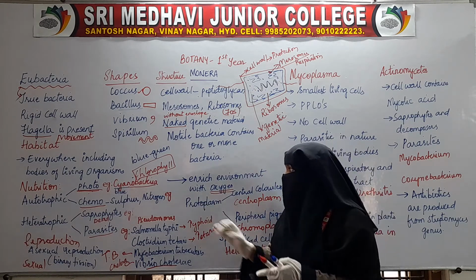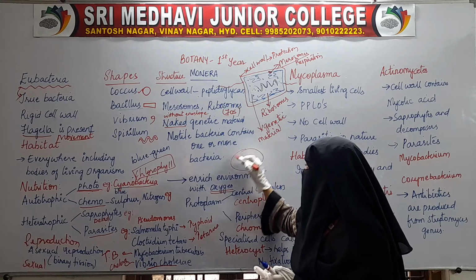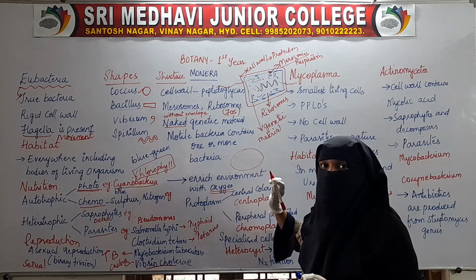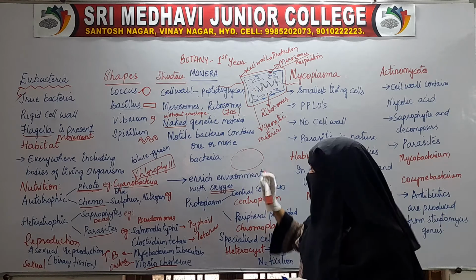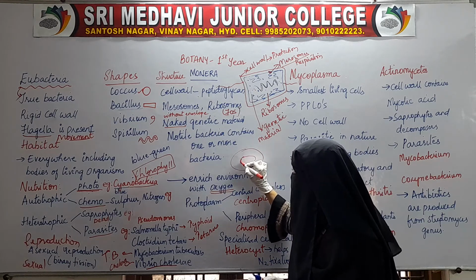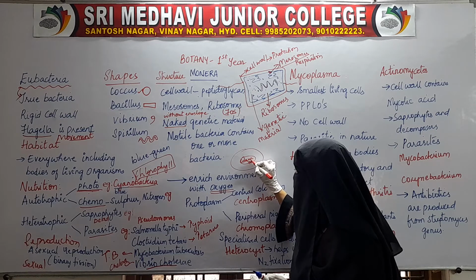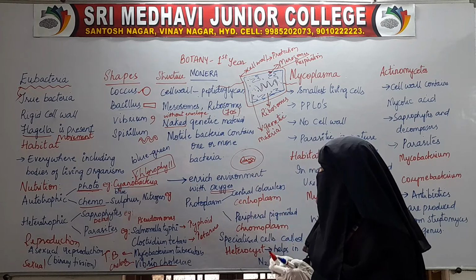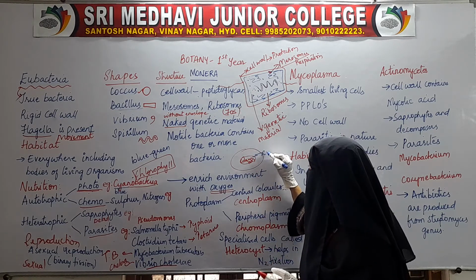In cyanobacteria, the protoplasm is divided into two parts. The center part is colorless, which is called the centroplasm.